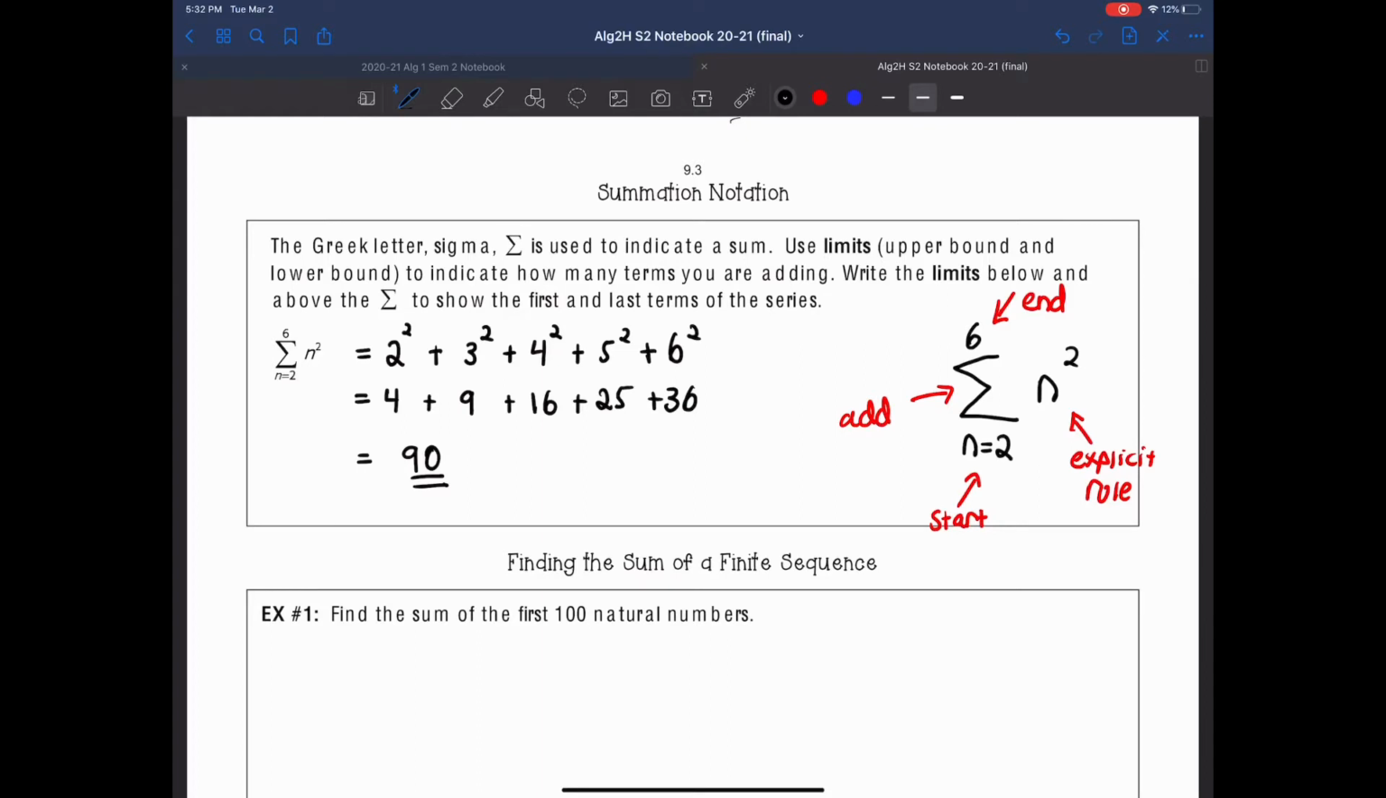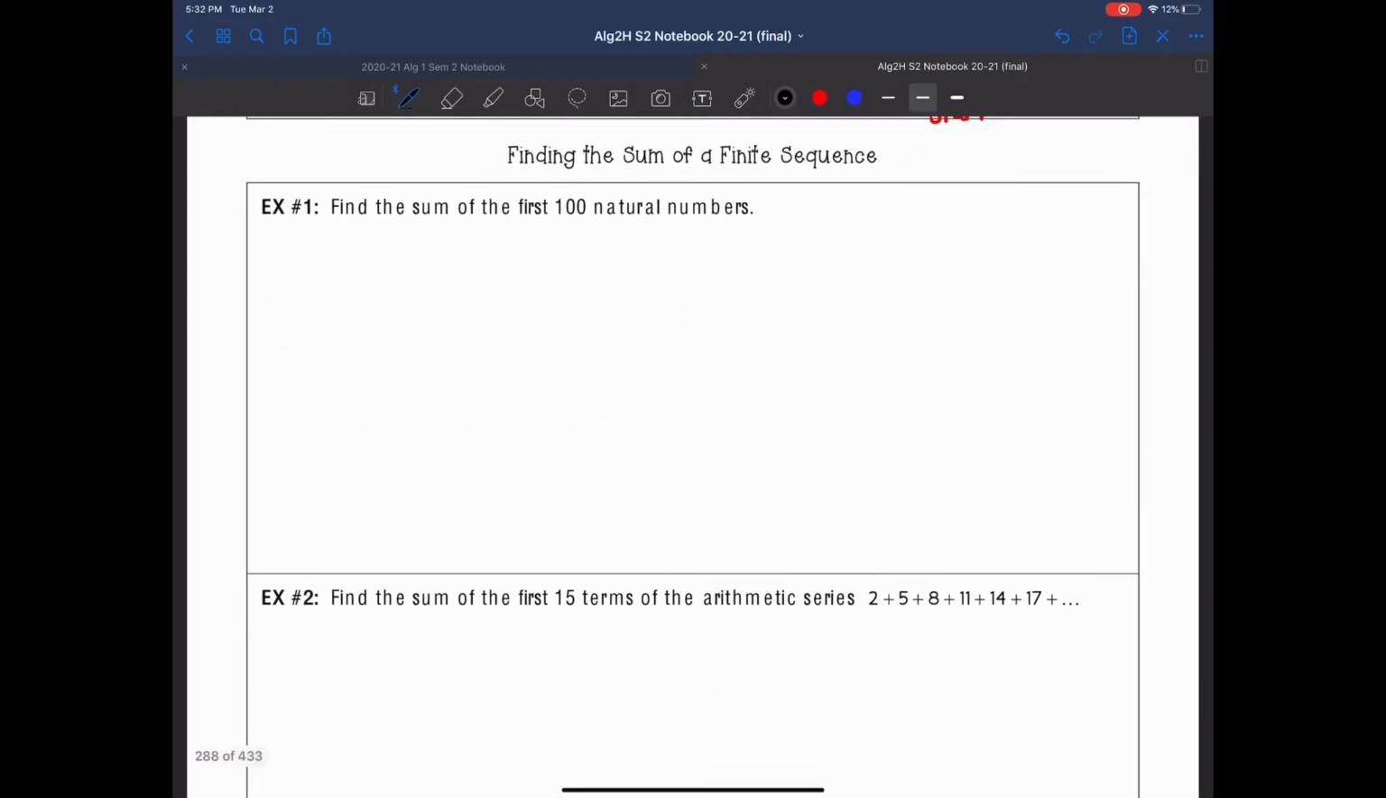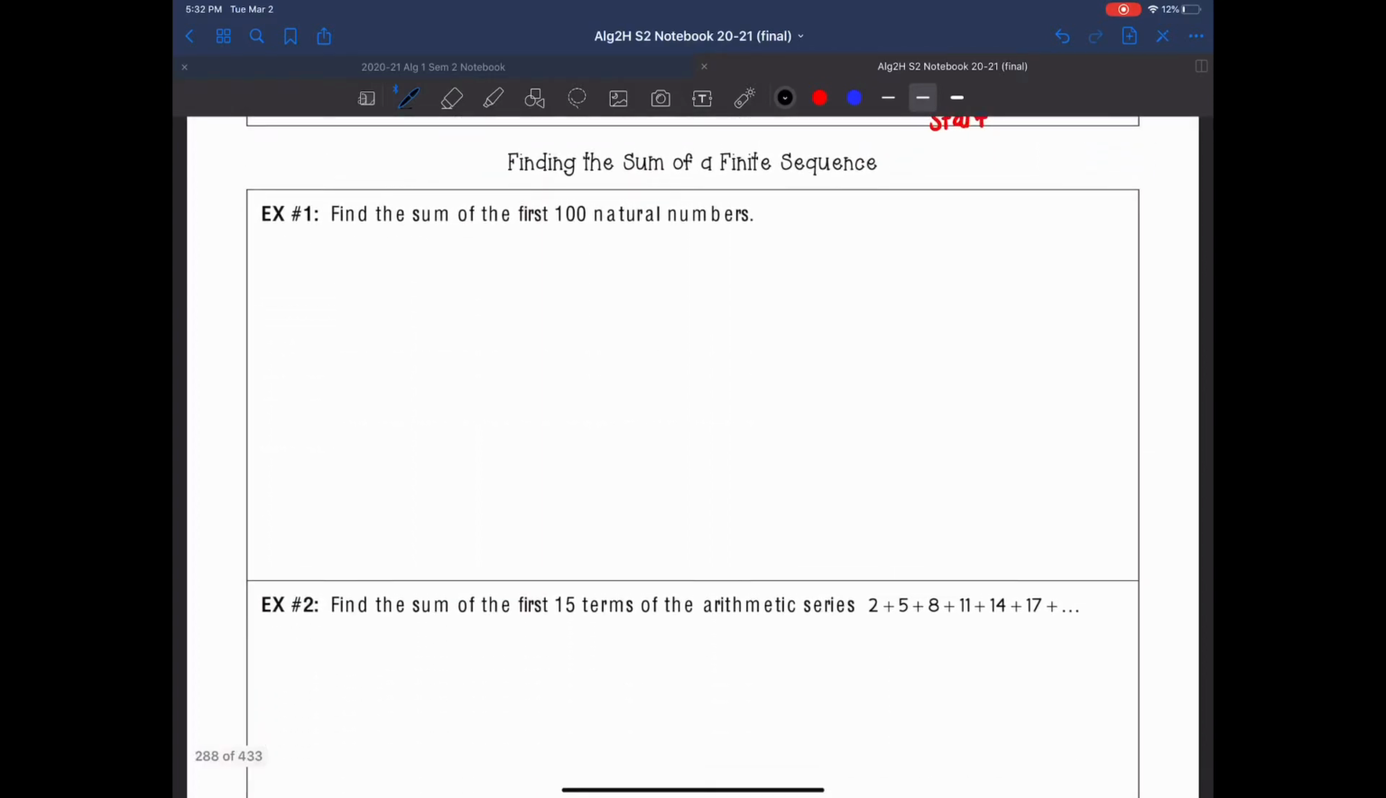So starting with example number 1, we are going to find the sum of the first 100 natural numbers. Now, what do we know about the natural numbers? Well, back in unit 1, we talked about how natural numbers start with the number 1 and then go up 1 integer at a time up to positive infinity. So it's essentially the counting numbers: 1, 2, 3, 4, 5, 6, and so on.